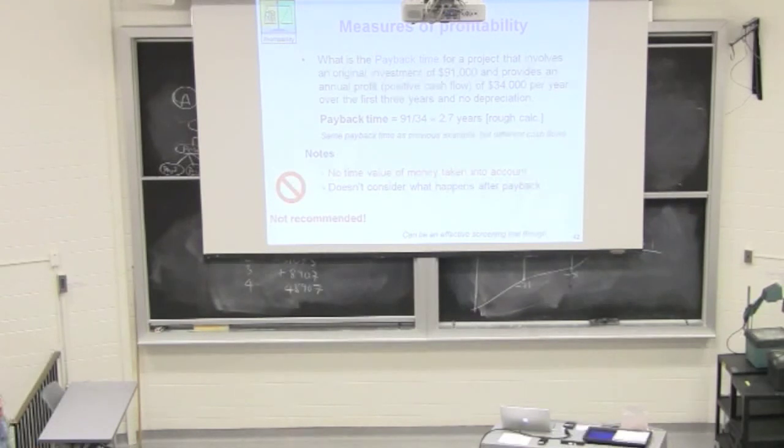Here's an interesting example that demonstrates a bit of the failure of payback time. If you had that same $91,000 investment, and instead of incomes of $20,000, $40,000, $40,000, $40,000, as you saw there, your incomes were an even $34,000, $34,000, $34,000, $34,000, you get the same payback time. So different cash flows coming in, but the same payback time.